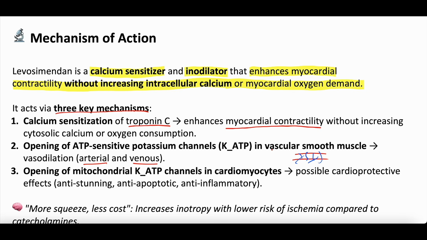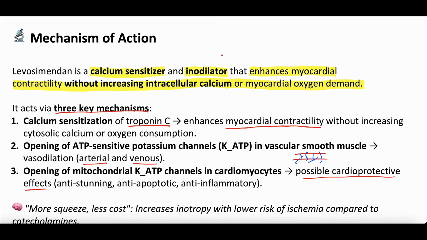venous vasodilation. It does a similar thing in cardiac myocytes, the muscle cells, and some folks think this might be cardioprotective to a degree, anti-stunning, anti-apoptotic, anti-inflammatory, although we don't really know that for sure. So as we mentioned, the mechanisms here: calcium sensitization of troponin C in the myocardial cells, opening of ATP-sensitive potassium channels in vascular smooth muscles, and possibly opening mitochondrial ATP channels in cardiac myocytes.